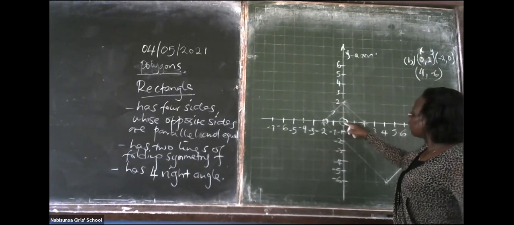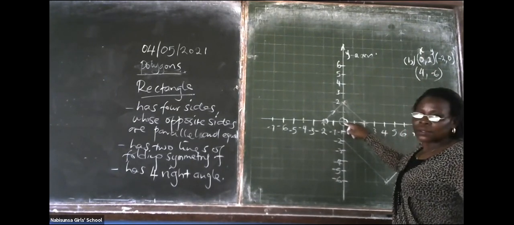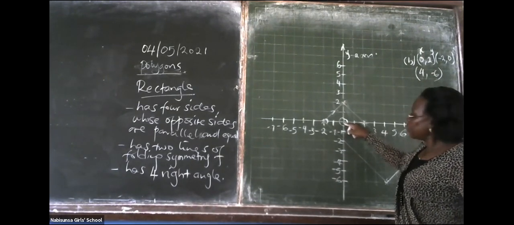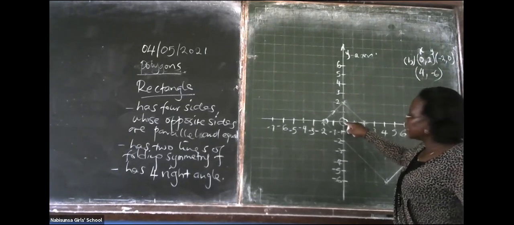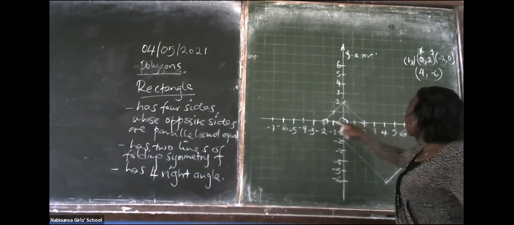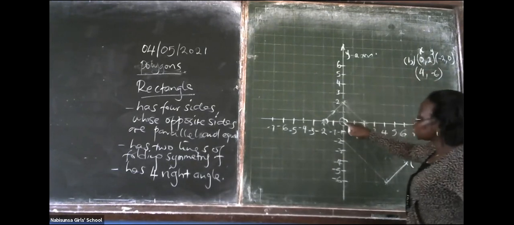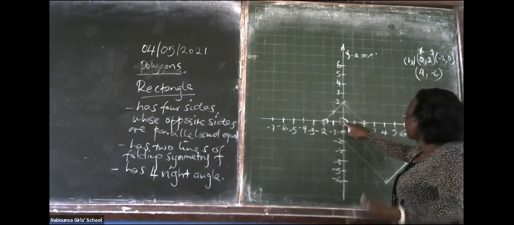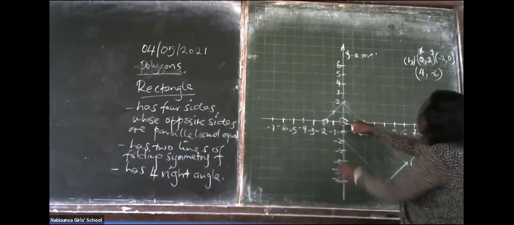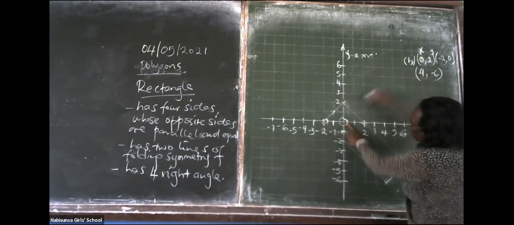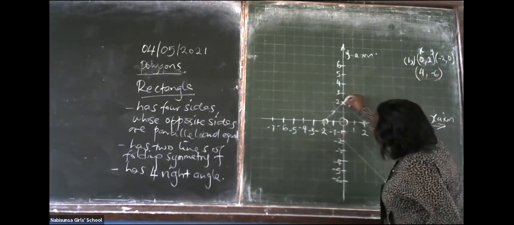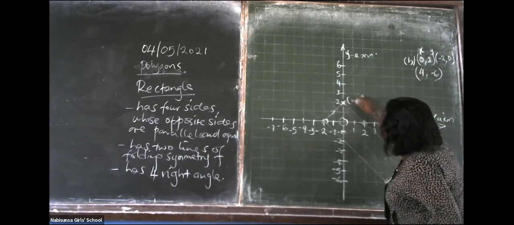So when we are looking for the x coordinate, we come on the x-axis. And where do we find the 0? It is at the origin. We combine it with the y coordinate. And what is the y coordinate? It is 2. So our point 0, 2 is there.